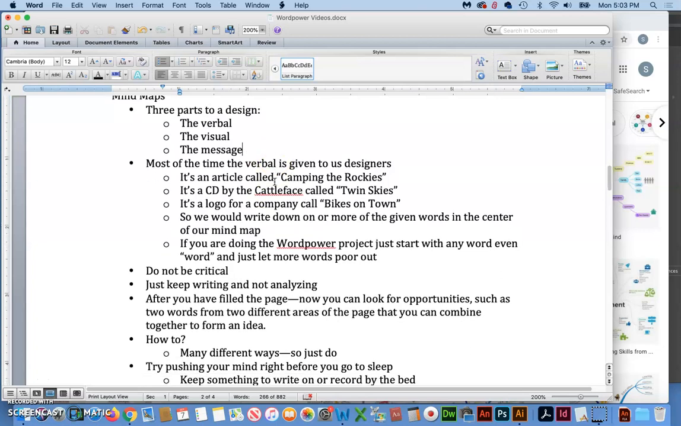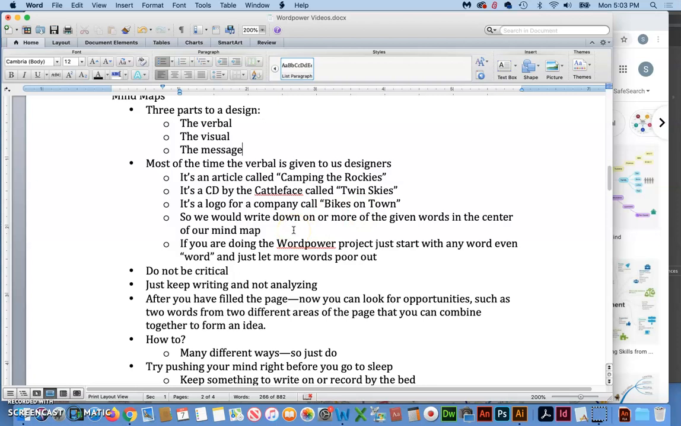Most of the time, we designers are given the verbal from our client. So it might be, hey, your so-and-so writer just put together an article called Camping the Rockies. Design a three-page spread, and especially the first page spread for the magazine needs to really capture the user's attention. What are you going to do? Or you're designing a CD by a band called Cattleface. Their CD is called Twin Skies. Or it's a logo for a company called Bikes on Town.